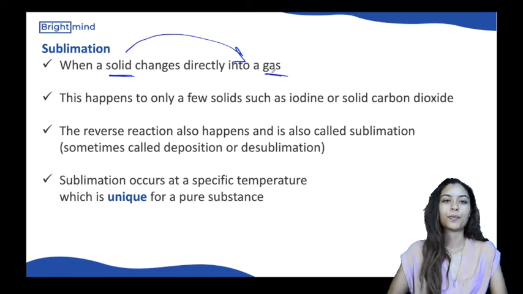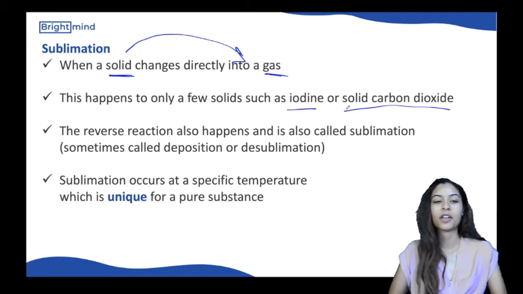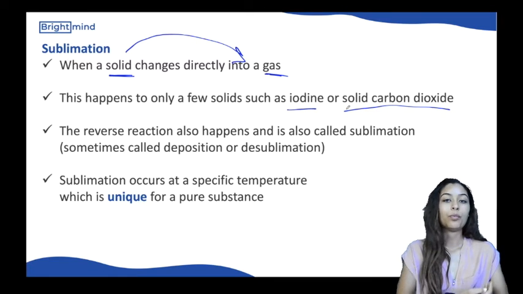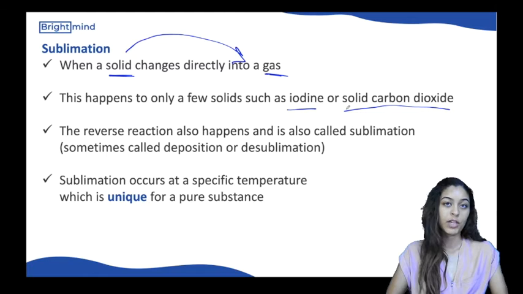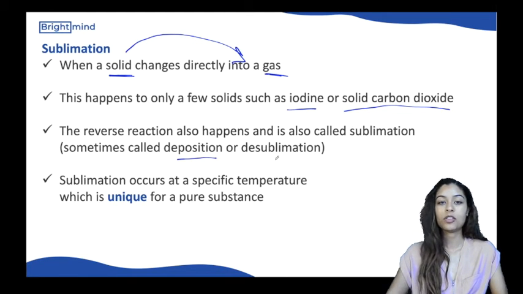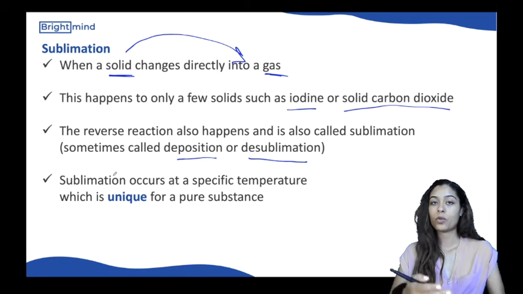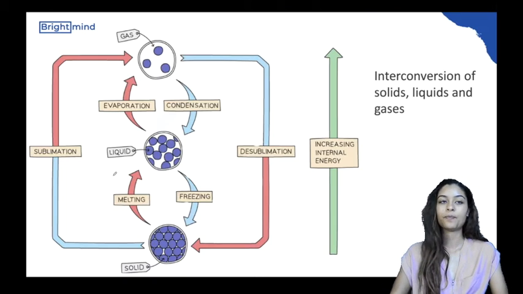So how does this occur? So this only happens with a few solids, for example, iodine or solid carbon dioxide. And the reverse reaction would also be called sublimation. However, in other textbooks, you may hear of it as deposition or even desublimation. And it occurs at a specific temperature which is going to be unique for a pure substance.